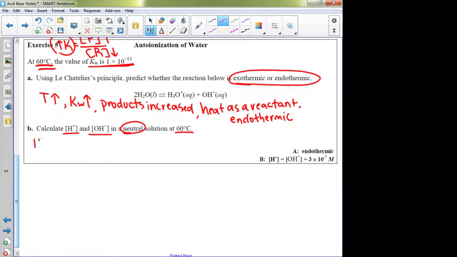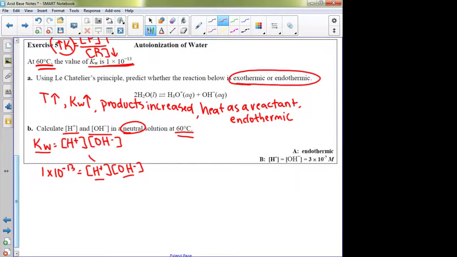So I know that Kw is equal to the concentration of H plus times the concentration of OH negative. Do I know my value of Kw at 60 degrees Celsius? Yes, it told me up there. It's 1 times 10 to the negative 13th, right? So that's going to be equal to my concentration of hydrogen times my concentration of hydroxide. And these both have to be the same in order for it to be a neutral solution.